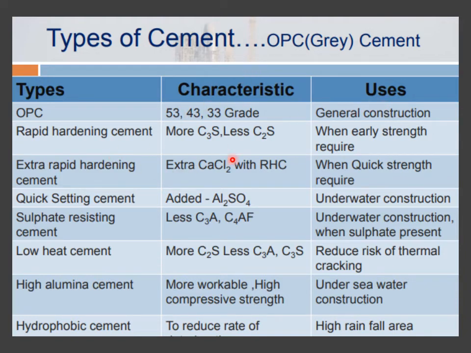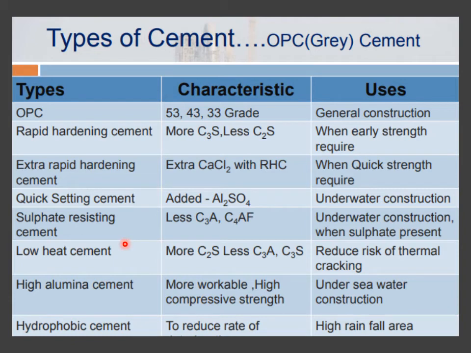You have rapid hardening cement, in the sense it acquires very early strength. Even extra rapid hardening cement is available in the market, which we also call quick strength cement, which gains strength in a very early stage. These two are usually used in marine structures. We have quick setting cement for underwater constructions, with a chemical composition of Al2SO4. Okay, so this has been designated as Al2SO4.